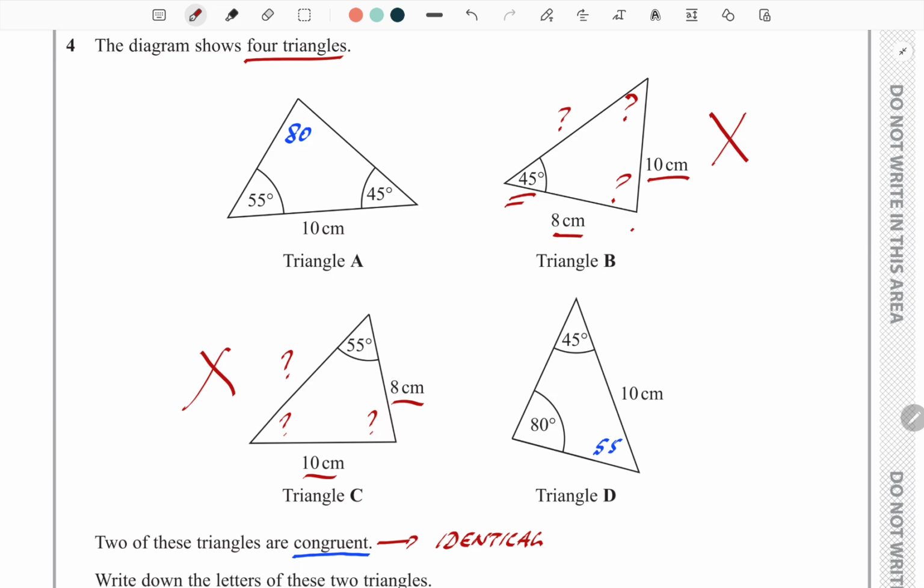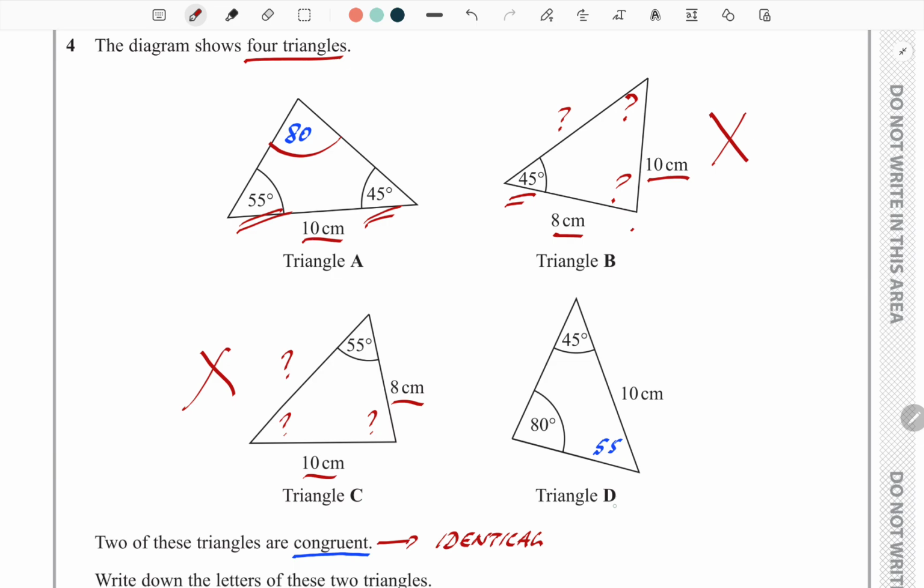So even if you aren't sure of which ones it can or cannot be, if you can eliminate those two, you can guess that it must be the other two. Just to prove the point, in triangle A, we know two angles, which obviously means we know the third one. 180 degrees for the angles in a triangle. So 55 plus 45 is 100, therefore the other one must be 80. And then the length of the side connecting the 55 and the 45 is 10.